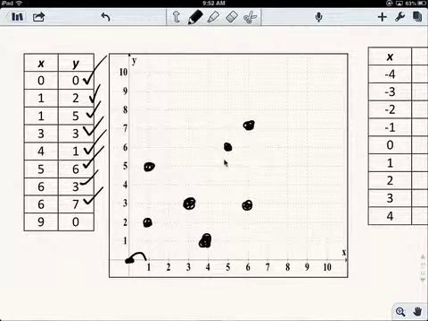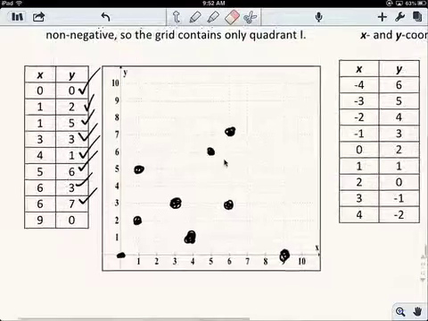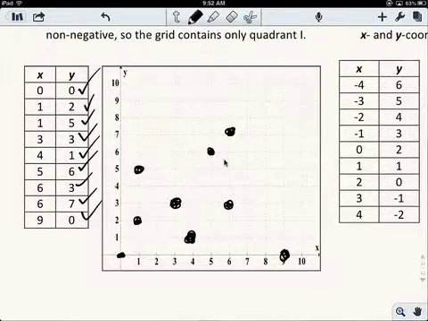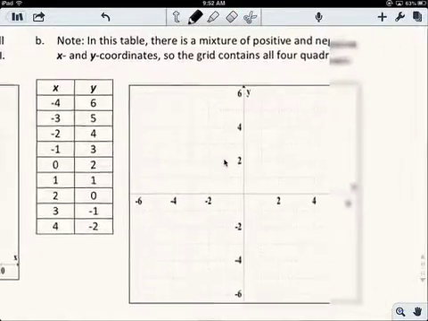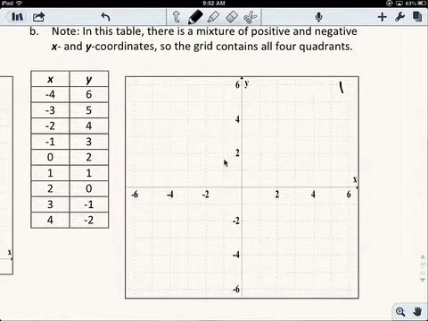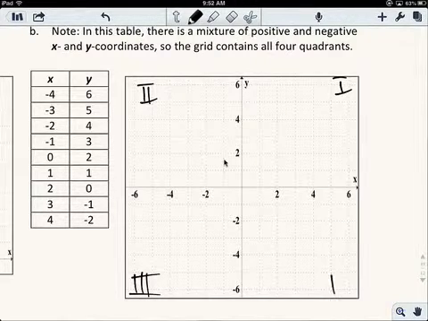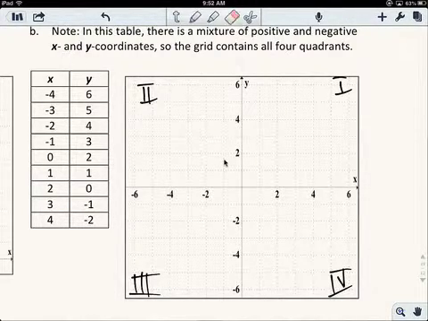Over 9, 1, 2, 3, 4, 5, 6, 7, 8, 9, and up 0 leaves a point right there, and I should be all done. Cool. Let's keep going. In this table, there's a mixture of positive and negative XY coordinates, so the grid contains all 4 quadrants. Remember, this is 1, 2, 3, and 4. All right.